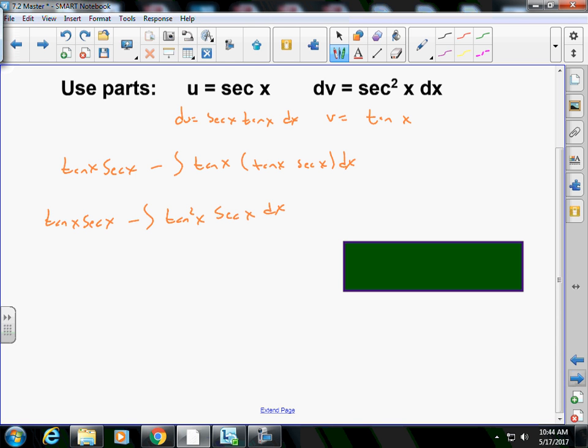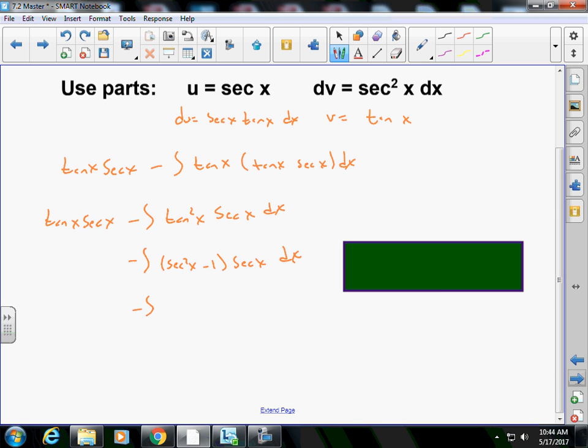Because I need either a tangent secant, which meant I had to have a secant, right? Everything in terms of secant, then I'd have a tangent secant, or I have to have everything in terms of tangent, and then I have a secant squared. So I'm going to manipulate the right-hand side. I'm going to rewrite tangent squared x as secant squared x minus 1 times secant x dx. And I'm going to distribute.